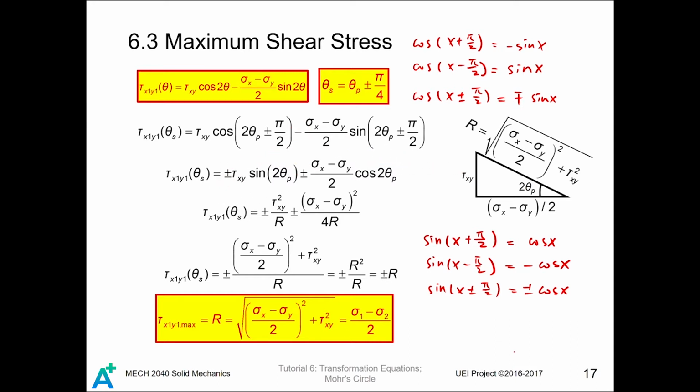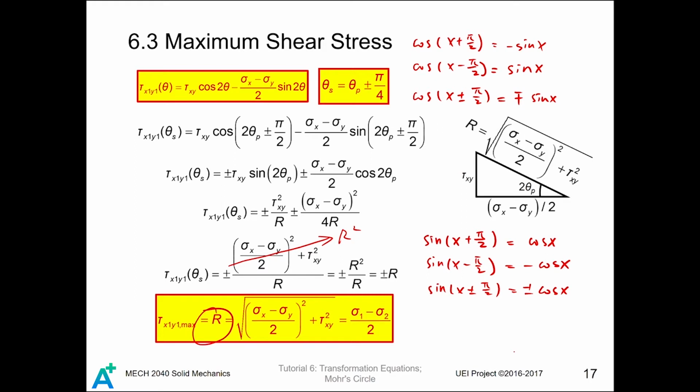We do the simplification by substituting sine 2 theta p and cosine 2 theta p into the expression. Also, by a similar procedure, we make r the common denominator such that we can make the numerator like this, and immediately you can find it is just r squared. Finally, you will get the result, which is plus or minus r. Therefore, the maximum shear stress of a stress element is given by r.